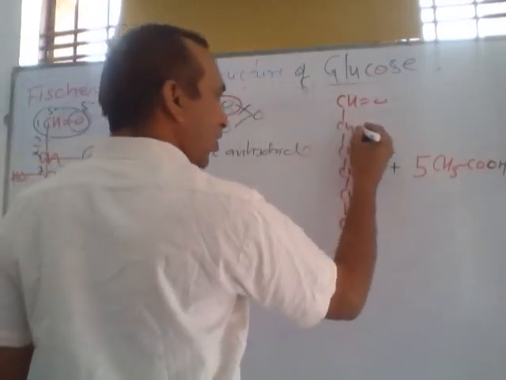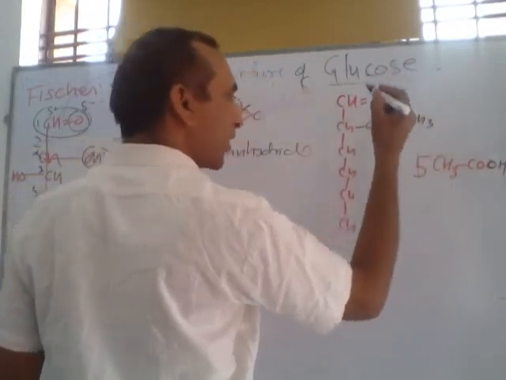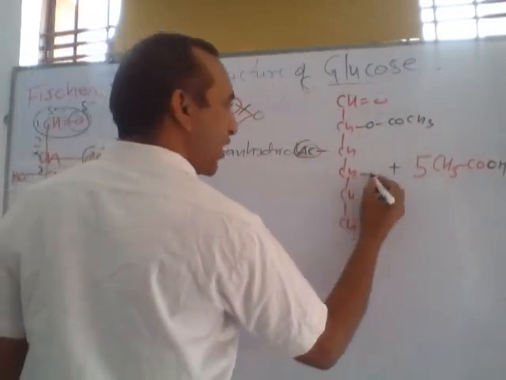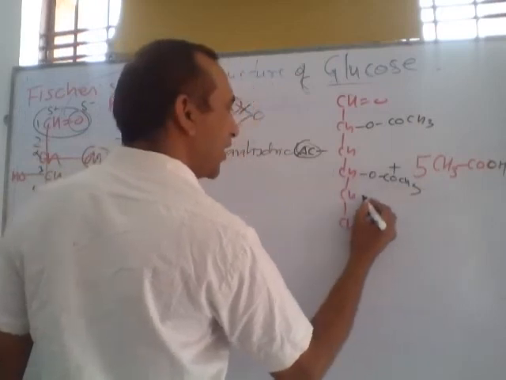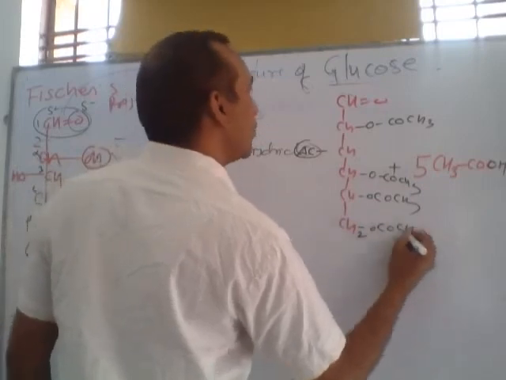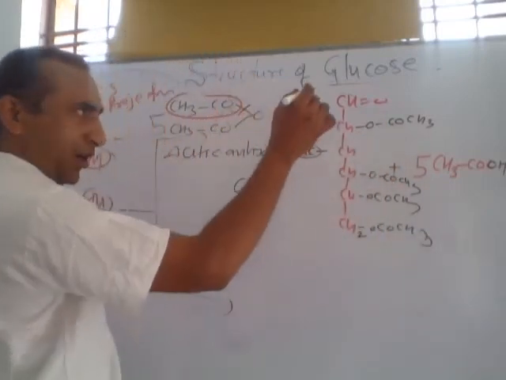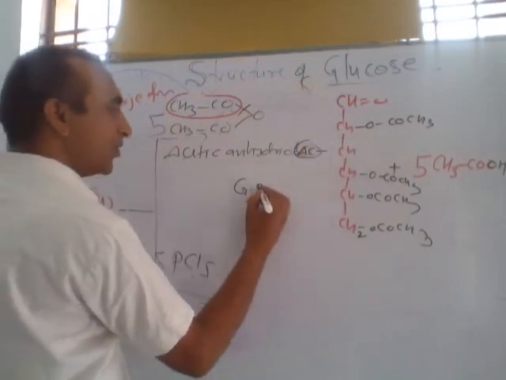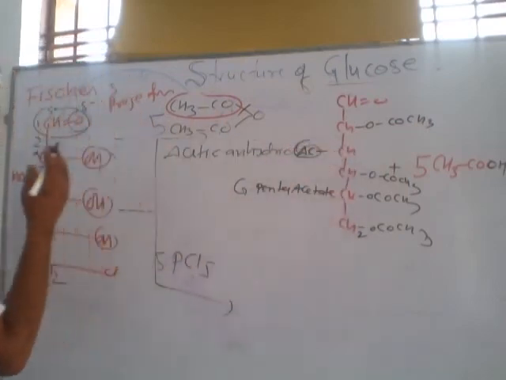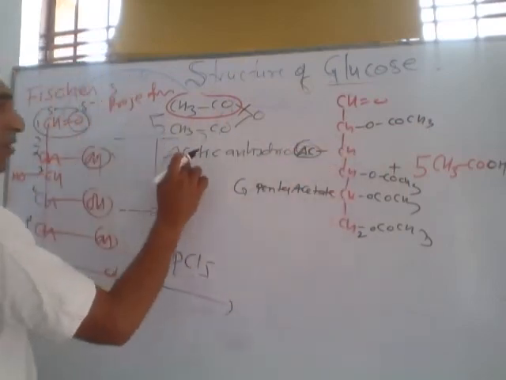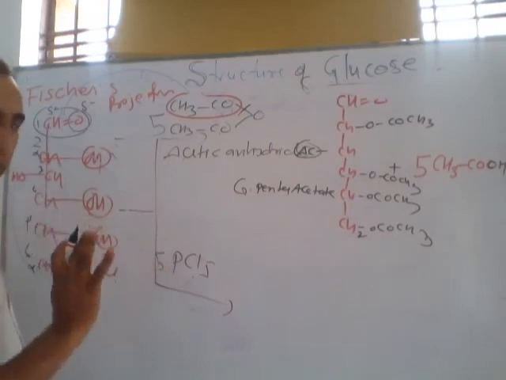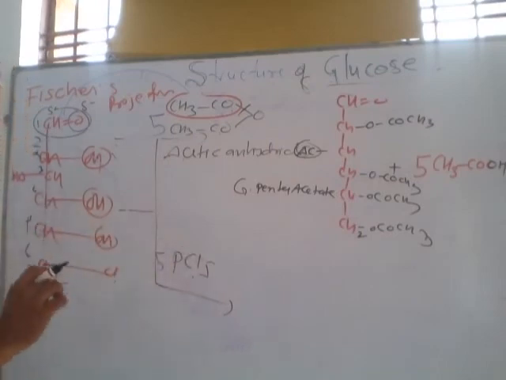So you write here OCOCH3. You can write Ac; Ac means acetate, acetate means OCOCH3. Here OCOCH3 and here CH2OCOCH3. So in this compound there are 5 acetates. So the product is called glucose pentaacetate. The formation of glucose pentaacetate from the reaction of glucose with this compound indicates that in glucose there are 5 OH. Similarly, PCl5 is a most important compound. This is used for identifying the number of OH groups.